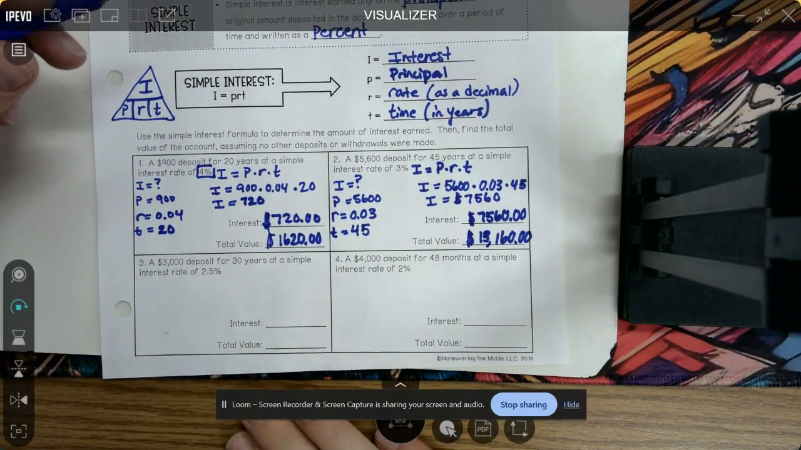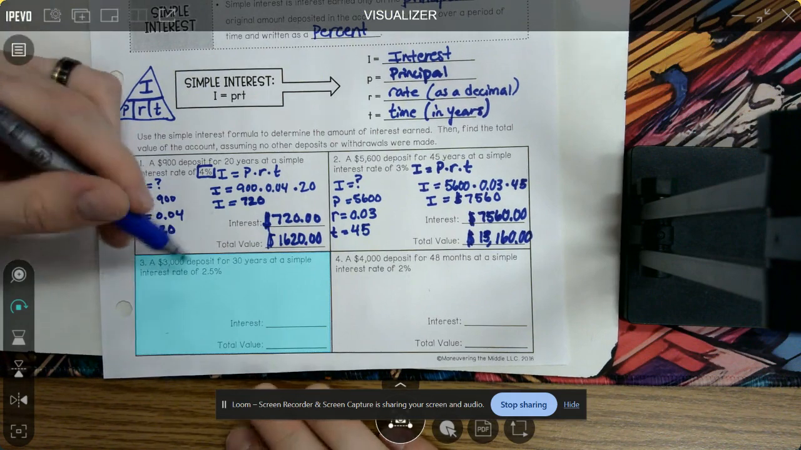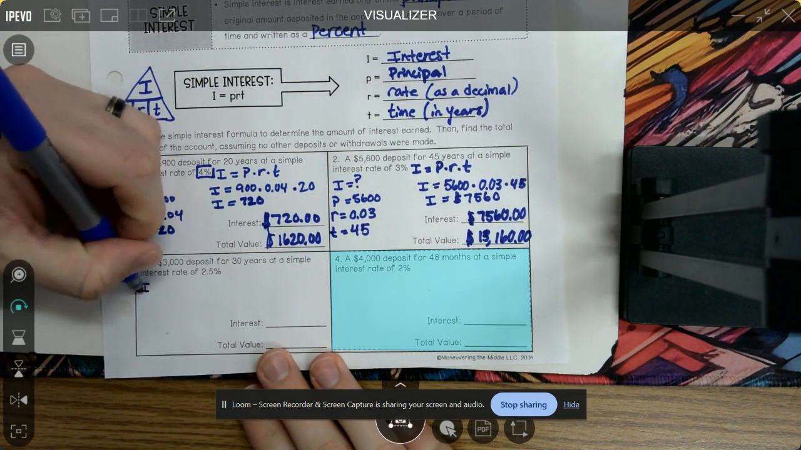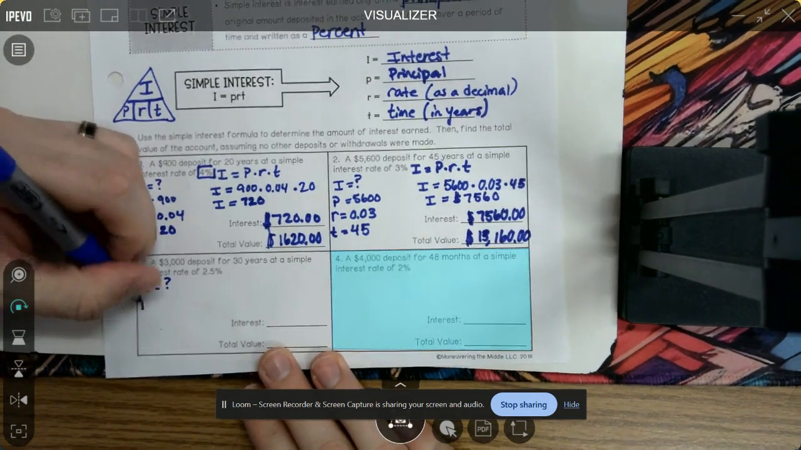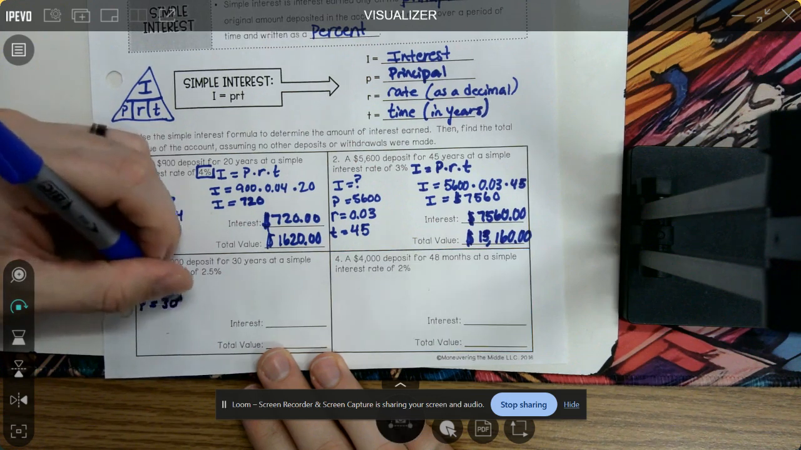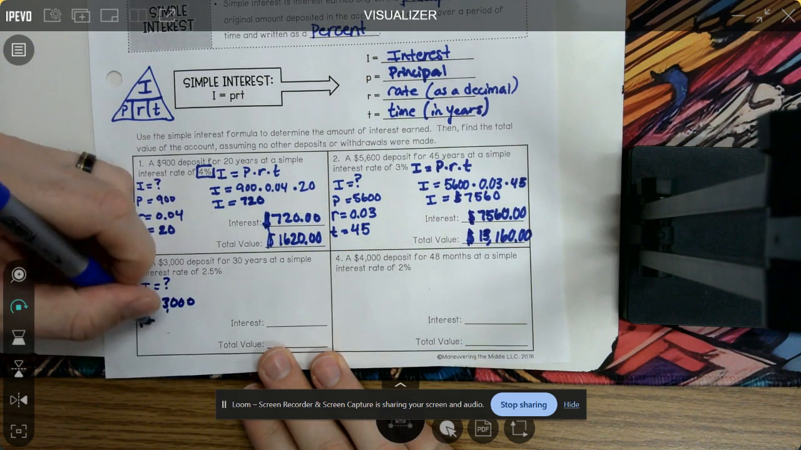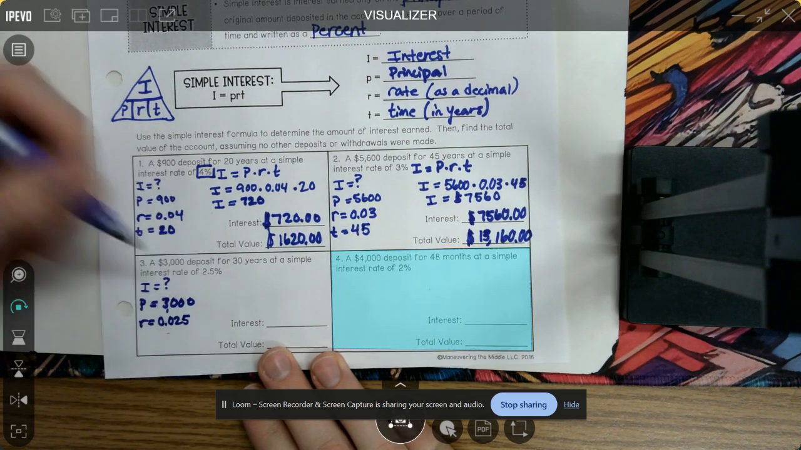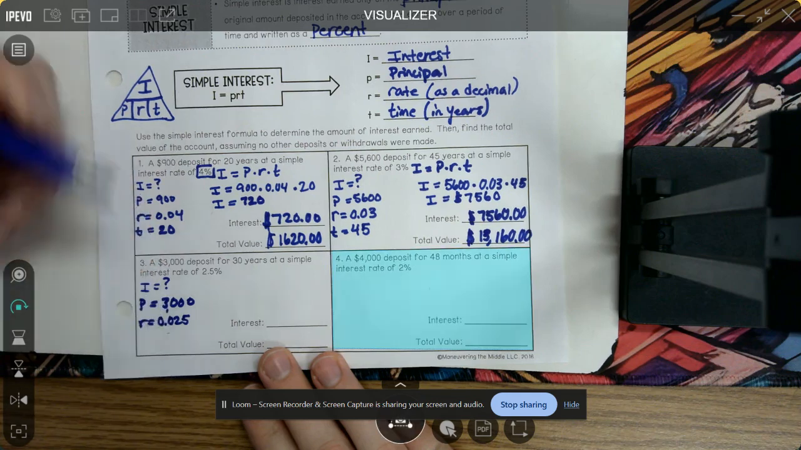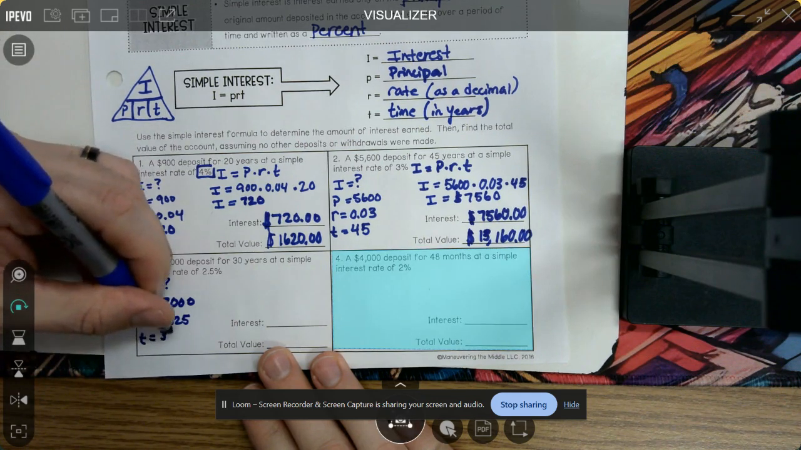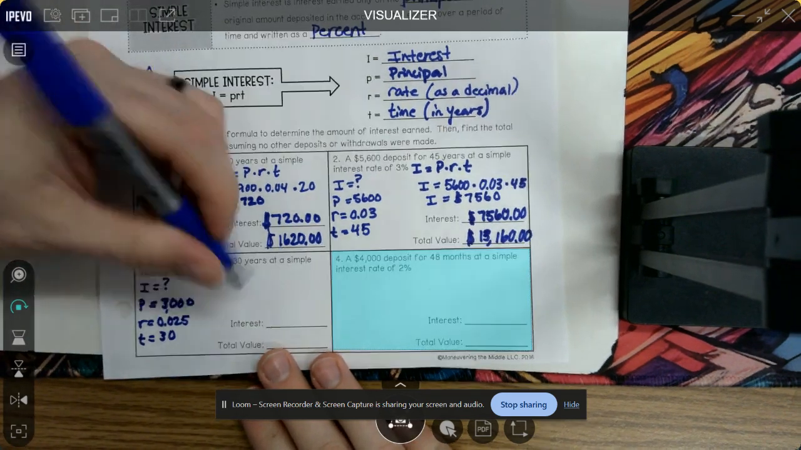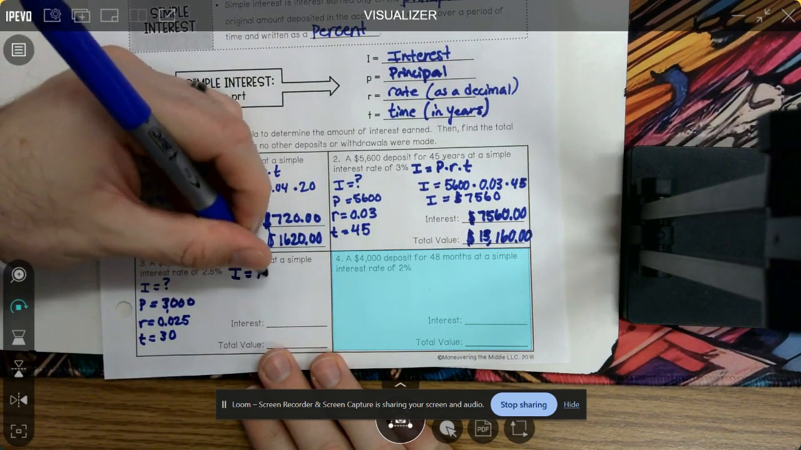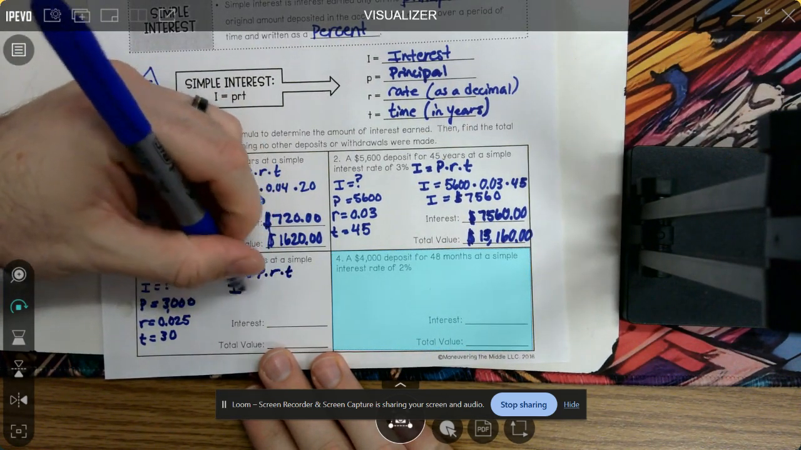So a $3,000 deposit for 30 years at a simple interest rate of 2.5%. So my interest earned, I don't know what I is. P is 3,000. R is 0.025. All you got to do is divide by 100 to find out. Divide your percent by 100. And then T is 30. All right, let's go ahead and plug it into our formula.